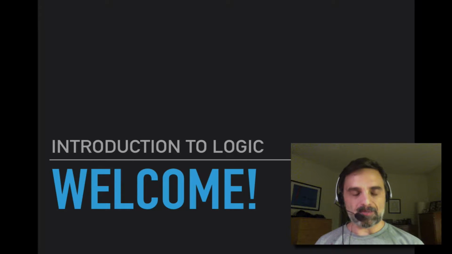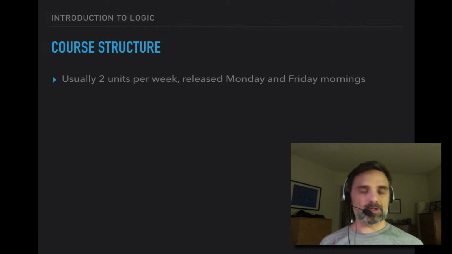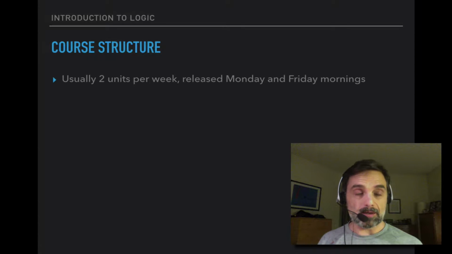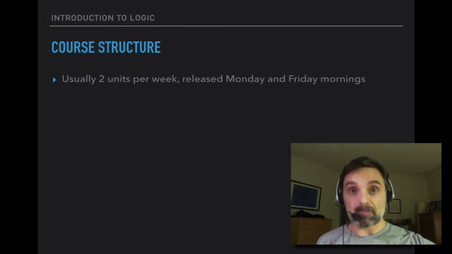In this video, I'm going to talk a little bit about the general course structure, so you'll know how to get started with the course. Usually we'll have 2 units per week, released on Monday and Friday mornings. As you've already seen on the Canvas site, a bunch of them are up already. But going forward, they'll always be released at least by the Monday or Friday of the relevant week.